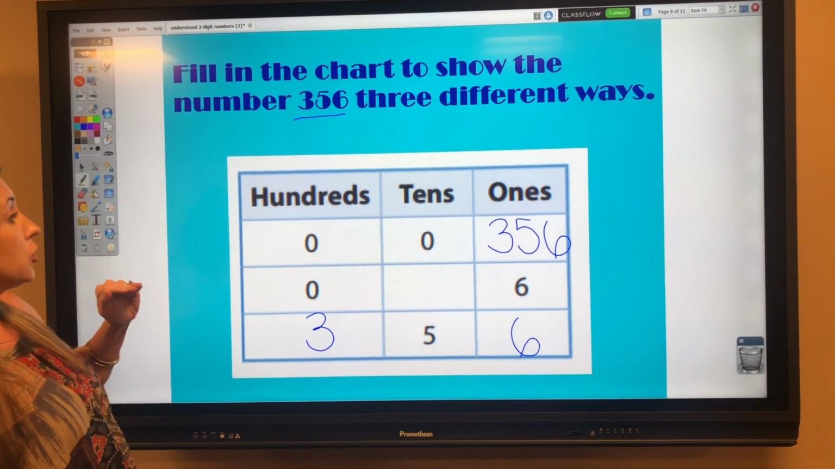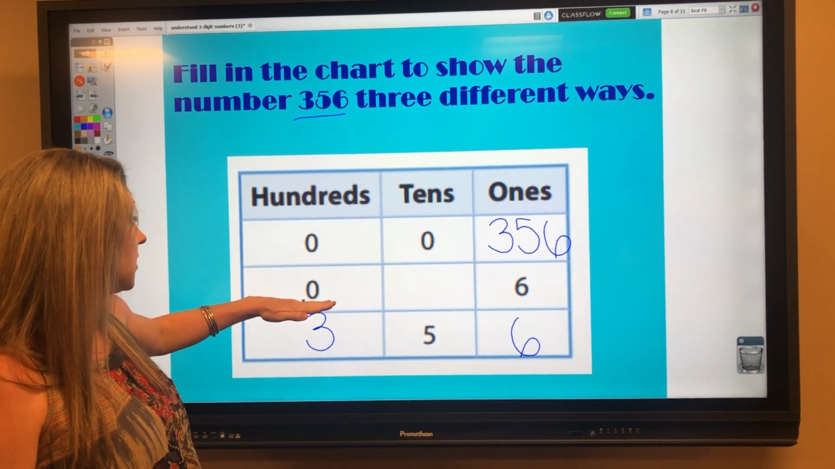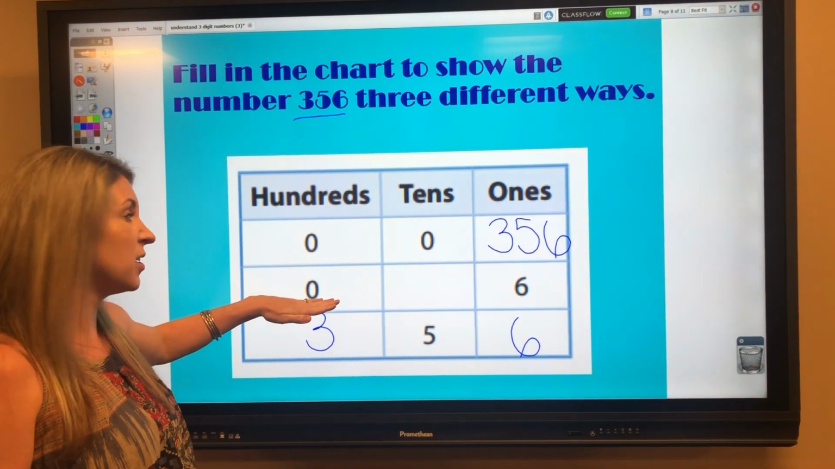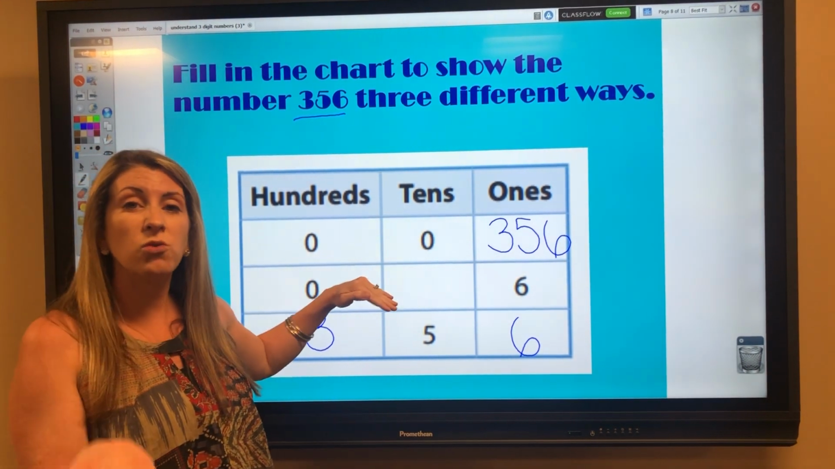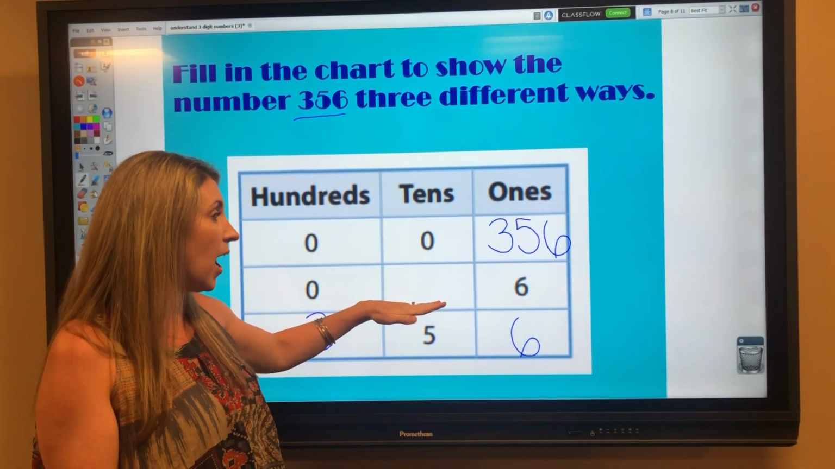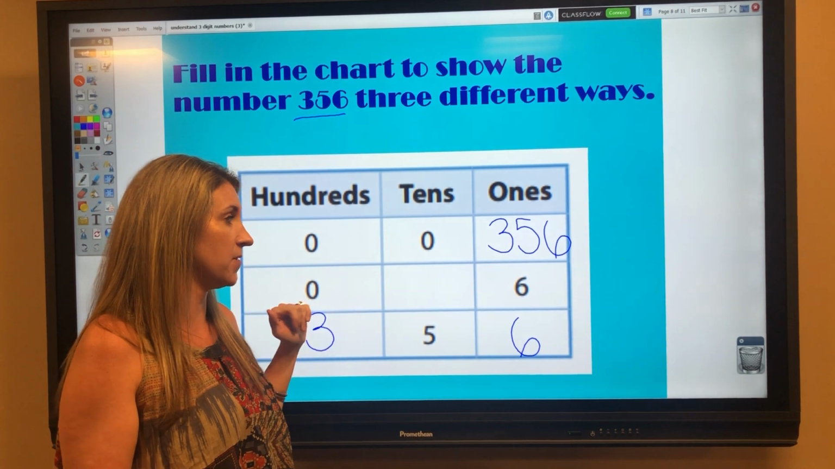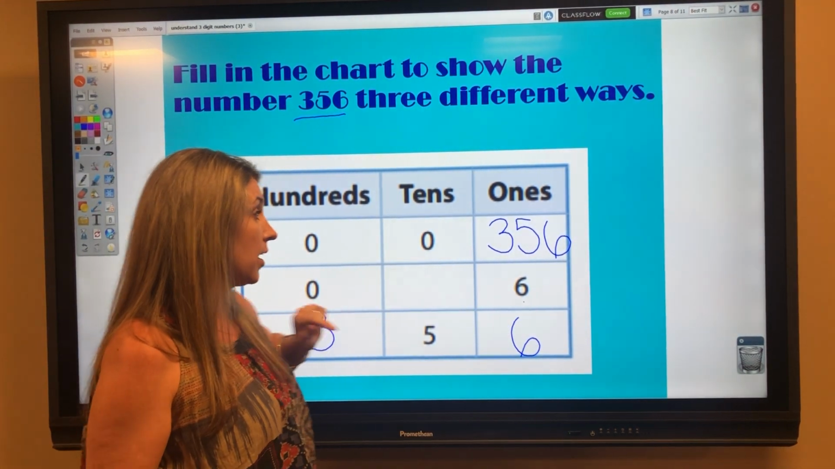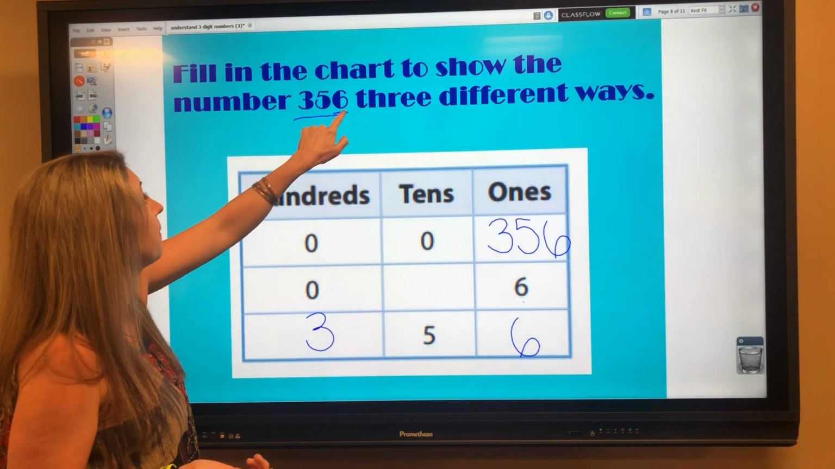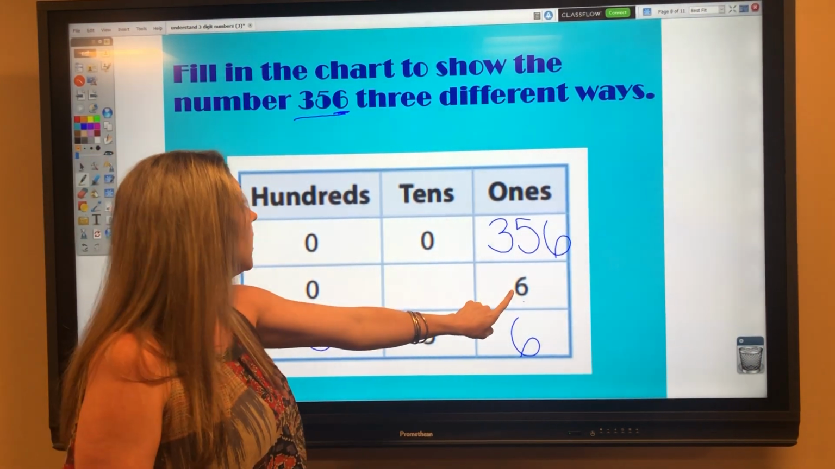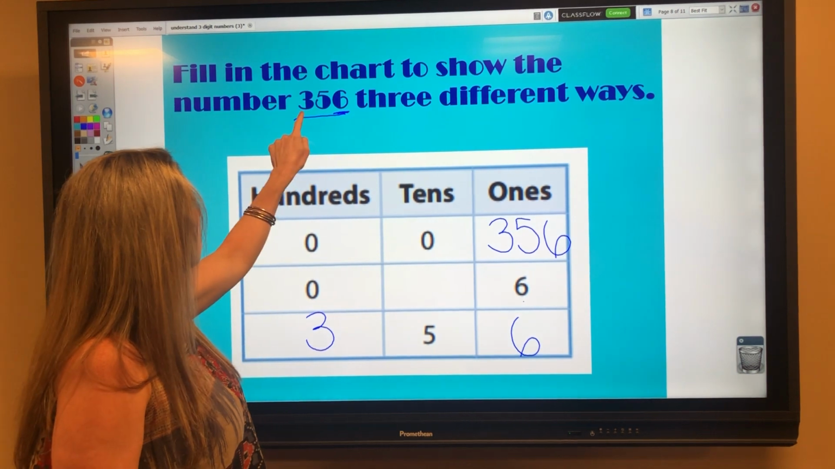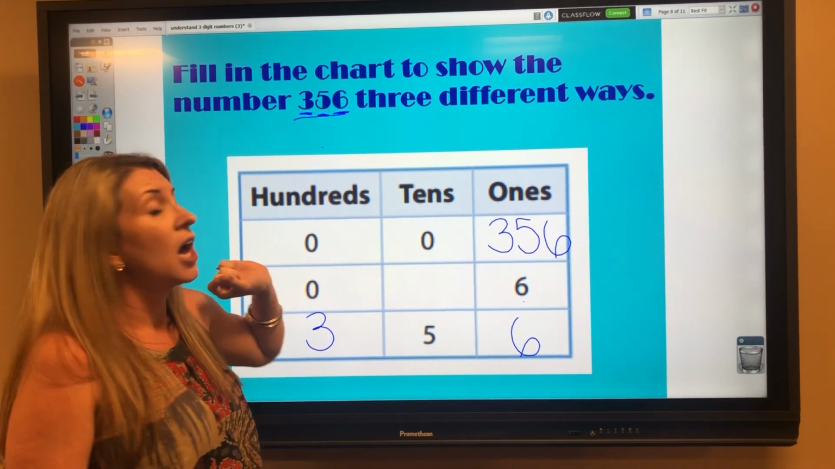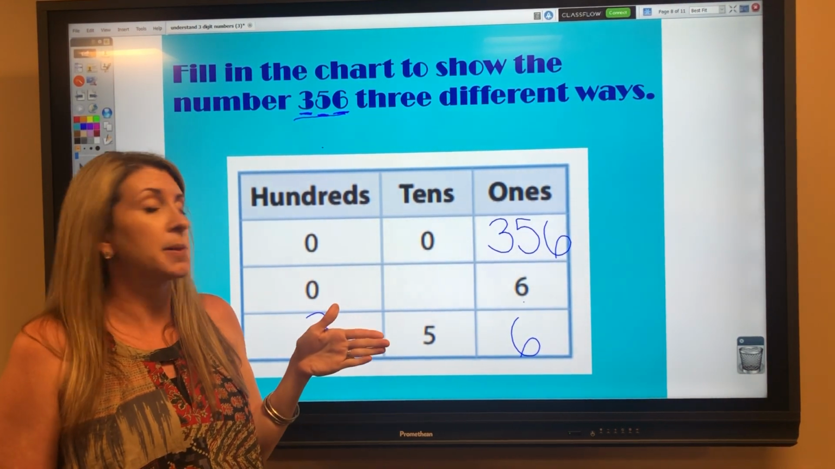Now, if you were to show it here in the second one, you still can't use hundredths. Oh, that means we can only use tens and ones to show 356. Well, we already have the 6 here for us. And we're going to look and see if we can see a pattern here. The 6 is already in the ones place. So we're left with the numbers that are in the hundreds place and the tens place.